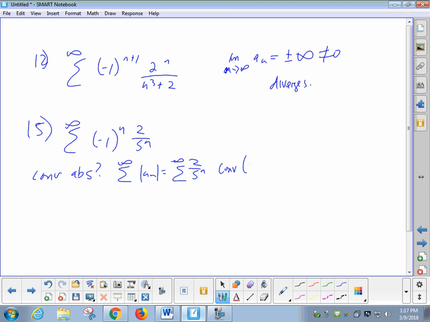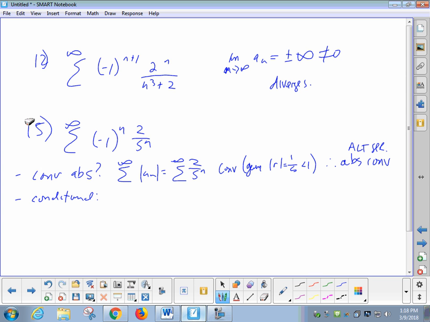Why? Geometric with an r of 1/5 or 2/5? 1/5, which is less than 1. Because the positive term series converges, what would I conclude about the alternating? It absolutely converges. The alternating series converges absolutely. So the absolute convergence question is a yes. Okay, now the conditional convergence.